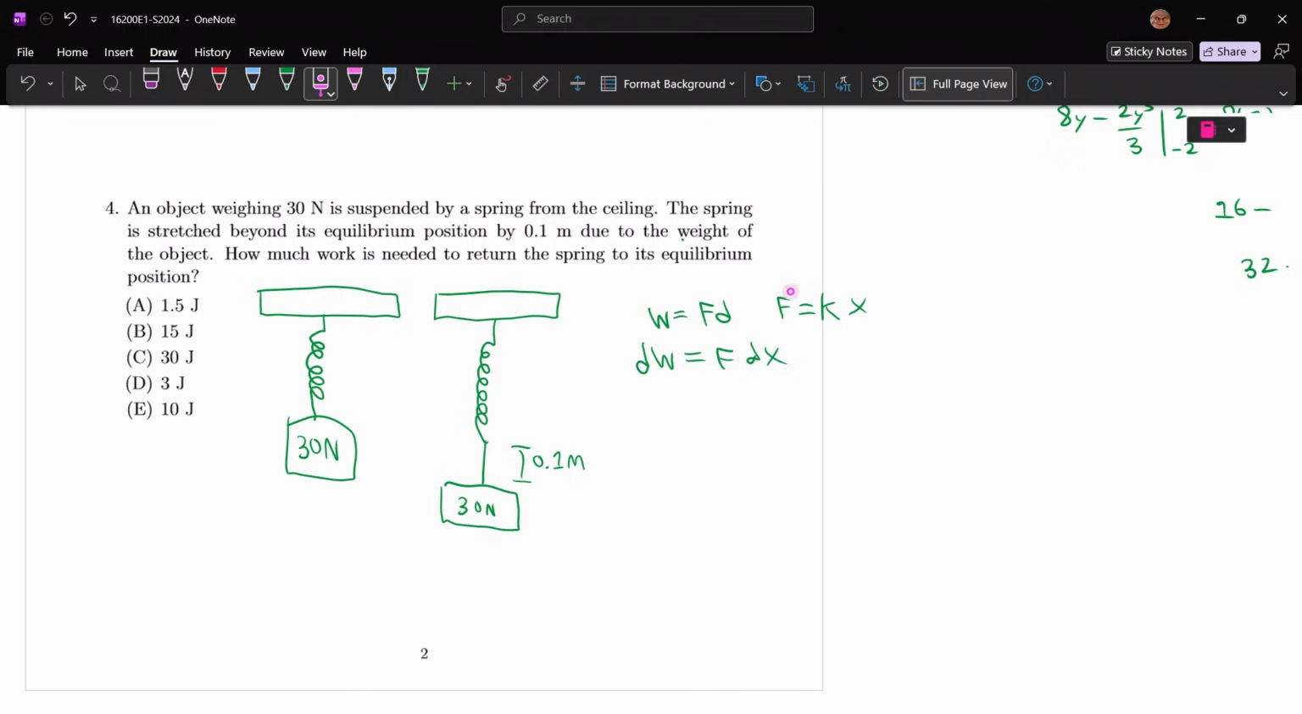And our answer to that is right here. We have F is equal to kx using Hooke's law. So we can replace this and end up with a new equation that tells us the derivative of work is equal to kx dx. Now from here, all we have to do is integrate this, and we'll end up back here.